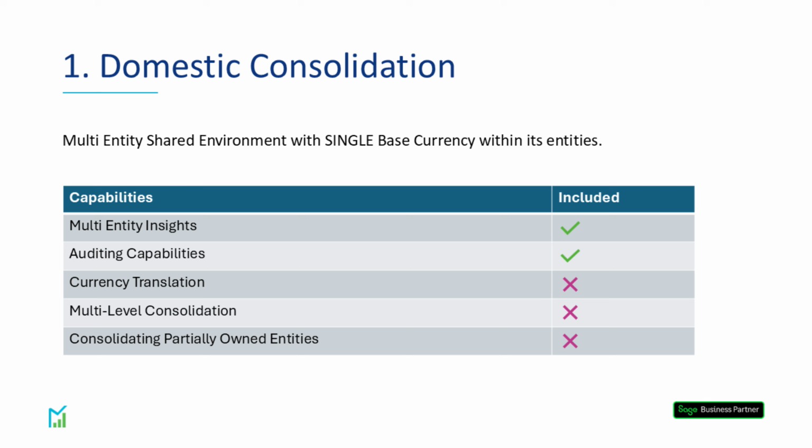The first type of consolidation is domestic consolidation. This consolidation is ideal to be used in a multi-entity shared environment where all entities are using a single base currency. This consolidation offers multi-entity insights and auditing capabilities. However, it does not offer currency translation, multi-level consolidation, or consolidating partially owned entities. An example of a company that would benefit from domestic consolidation is a business with entities located and operating within the same region and having a single base currency, such as a business in the UK with branches across different cities which use only the Great British Pound.